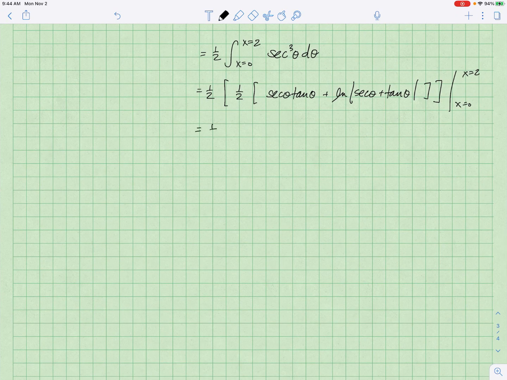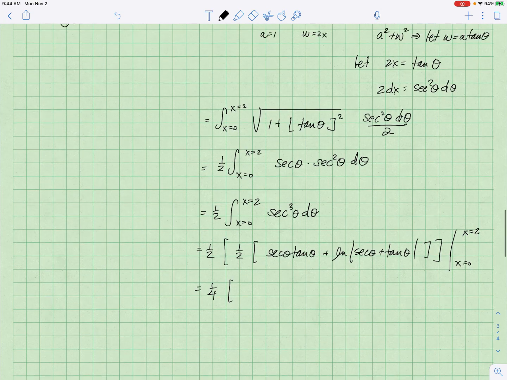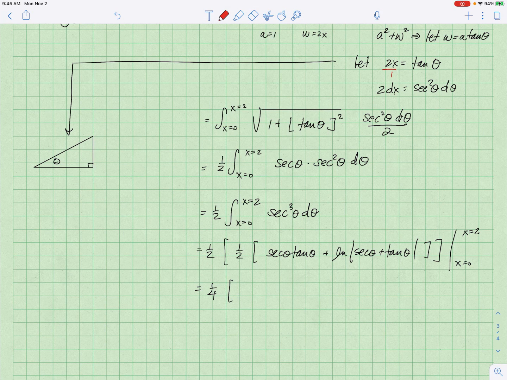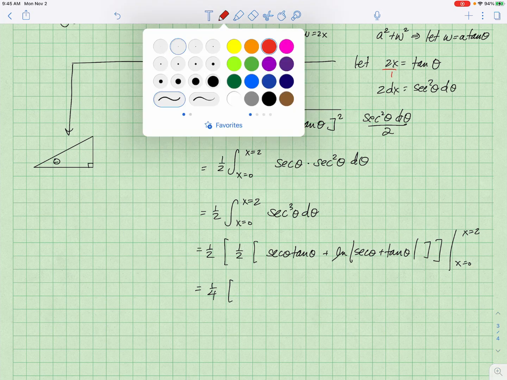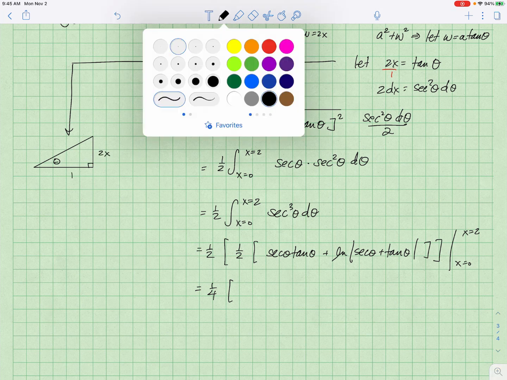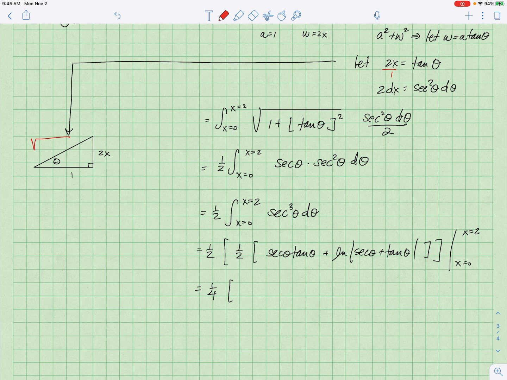Okay, so what do we have? We have 1/4. Let's undo our substitution. Our substitution was tangent of theta is equal to 2x. So we'll put theta in the corner here. Let's rewrite that as 2x over 1 so that we actually have a ratio. And so this is a ratio of opposite to adjacent. And that makes the missing hypotenuse the square root of 1 plus 4x squared.